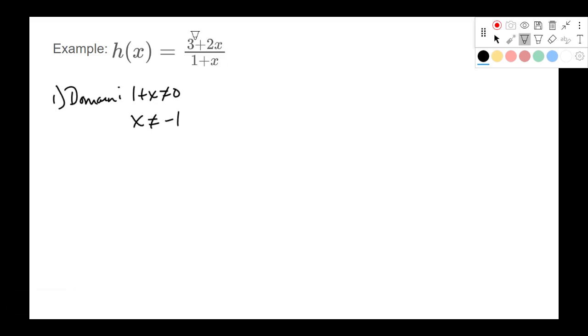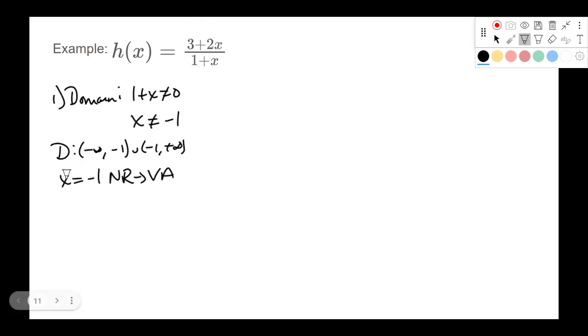Now, I could come up here, I have 3 plus 2x over 1 plus x, and I could try to factor the numerator to try to cross out the denominator to figure out what type of discontinuity x equals negative 1 is. But I can't cross anything out, so I'm stuck with what I have here. So my domain is negative infinity to negative 1 union negative 1 to infinity, and I know x equals negative 1 is a non-removable discontinuity because I couldn't factor and cancel it out. So there will be a vertical asymptote at x equals negative 1 when I go to make my graph. Okay, that takes care of that.